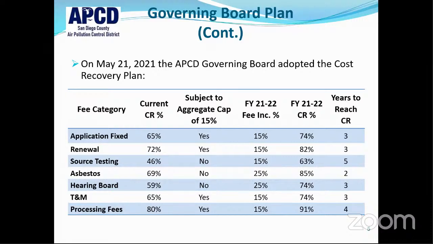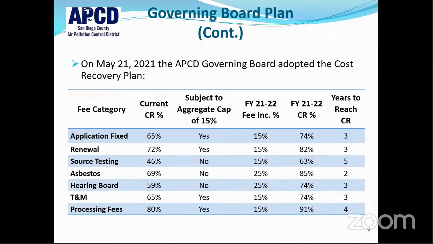In May 2021, the APCD Governing Board adopted the cost recovery plan. As you can see on this slide, the plan applies a 15% aggregate cap increase to applications, renewals, source testing, time and materials, and administrative processing fees. It applies a 25% increase for asbestos and hearing board fees.